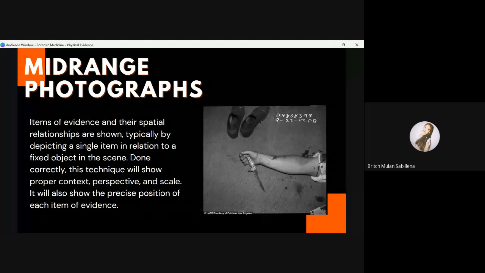Properly documenting physical evidence using mid-range photographs is important in ensuring that the evidence is accurately represented and can be properly analyzed and interpreted by investigators, forensic experts, and legal professionals. It can help to establish the chain of custody of the evidence and its relevance to the crime under investigation.